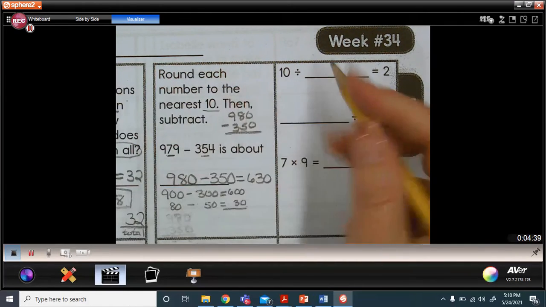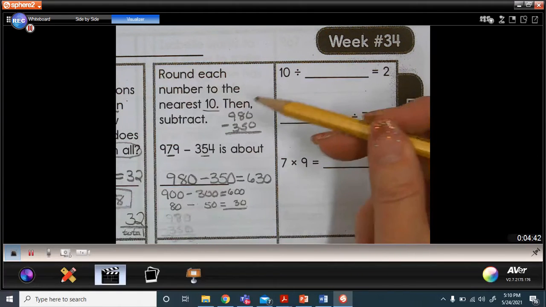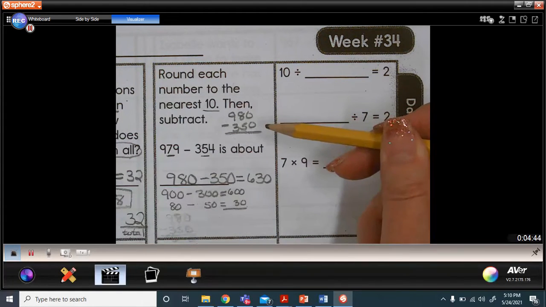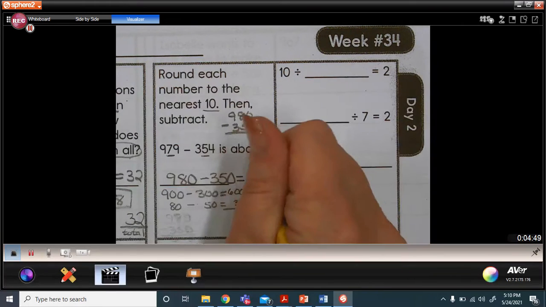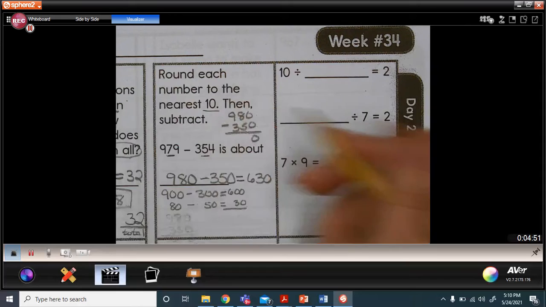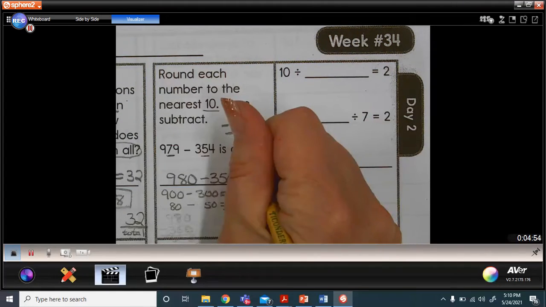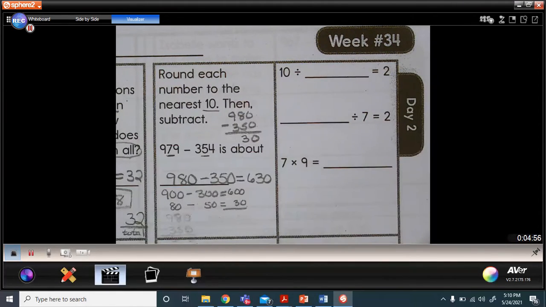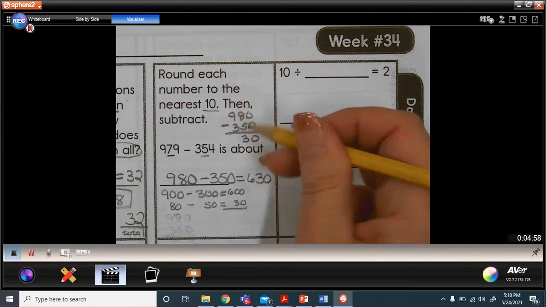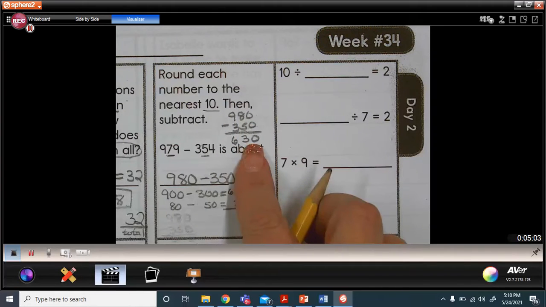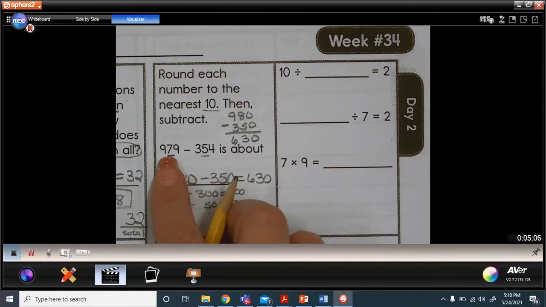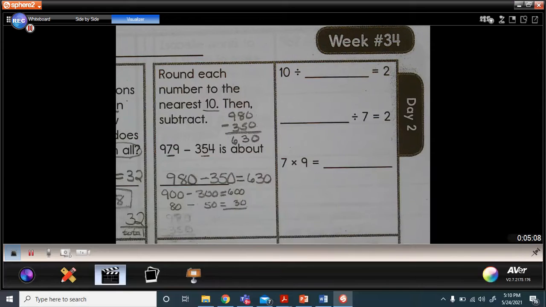I'm going to start in the ones place because if I needed to regroup, I would have to make sure I could borrow from the next place value over. 0 minus 0 is 0. 80 minus 50. So I need 3 tens here because 8 tens minus 5 tens is 3 tens. And 9 hundreds minus 3 hundreds gives me 6 hundreds. So 630 is about what this is going to be closest to whenever I go ahead and subtract. So my estimate is 630.